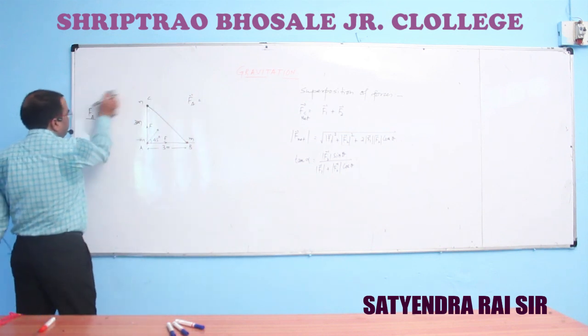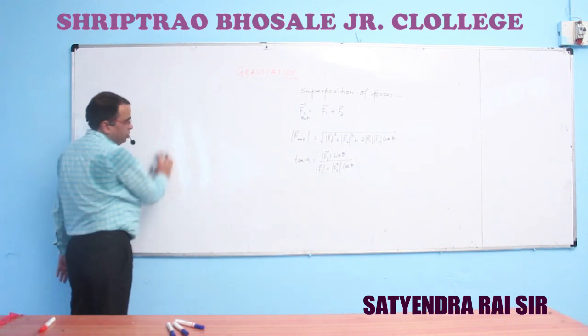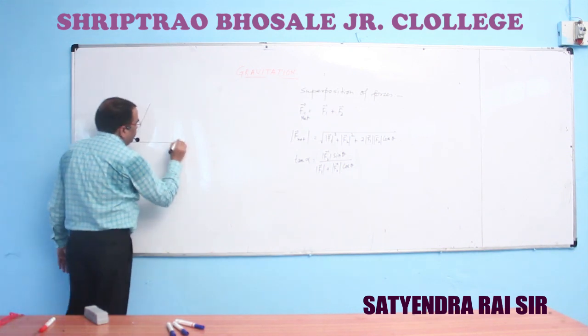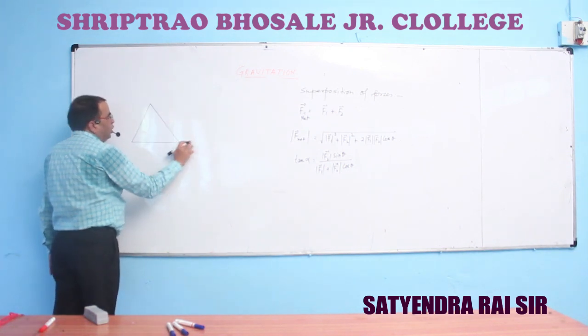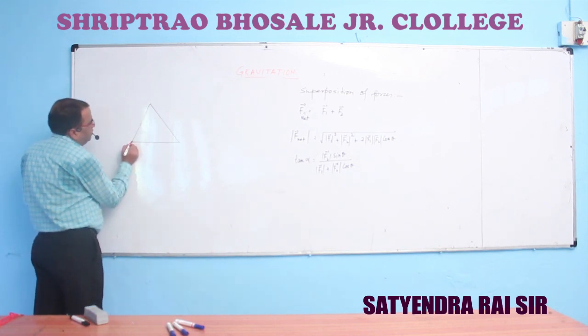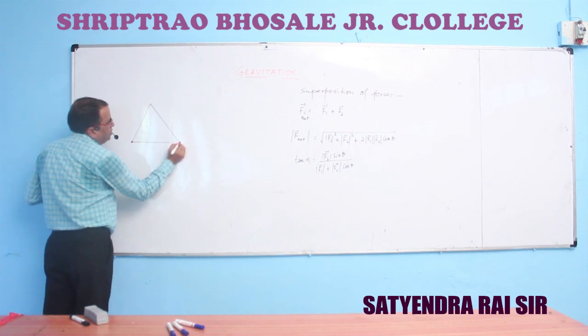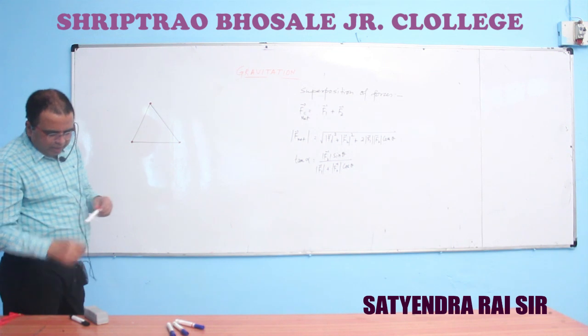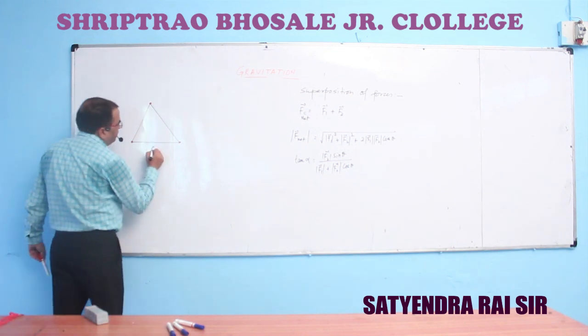But here we have this. See, you have an equilateral triangle. See once more. Again, three equal masses are placed at the three vertices of an equilateral triangle of each side A.